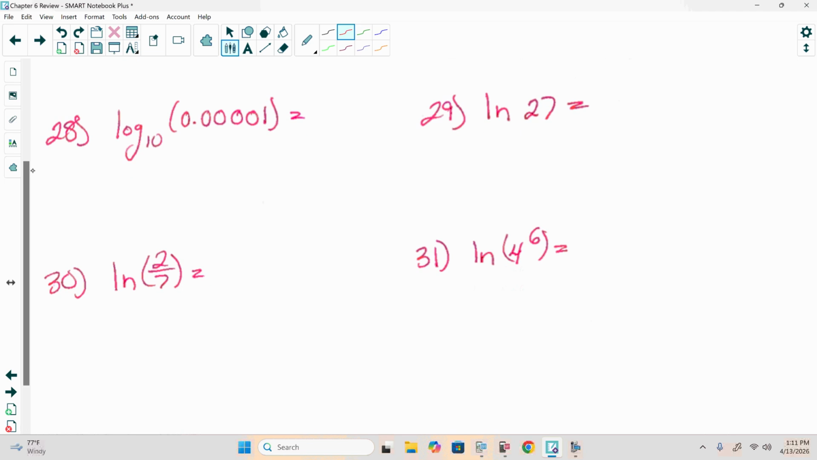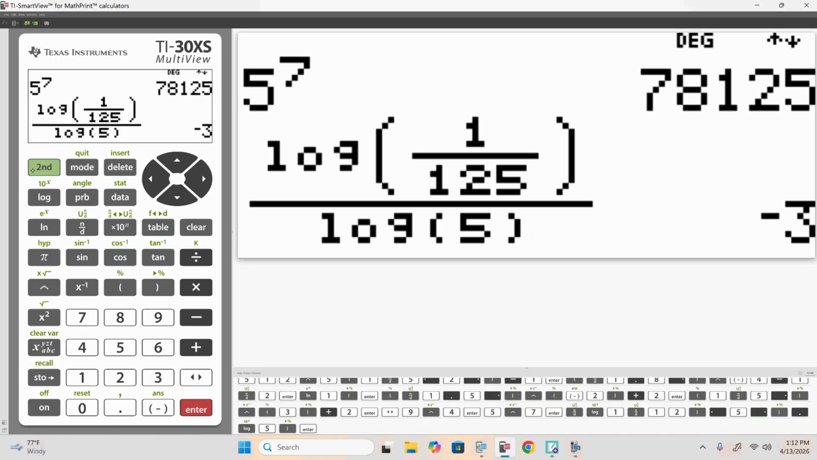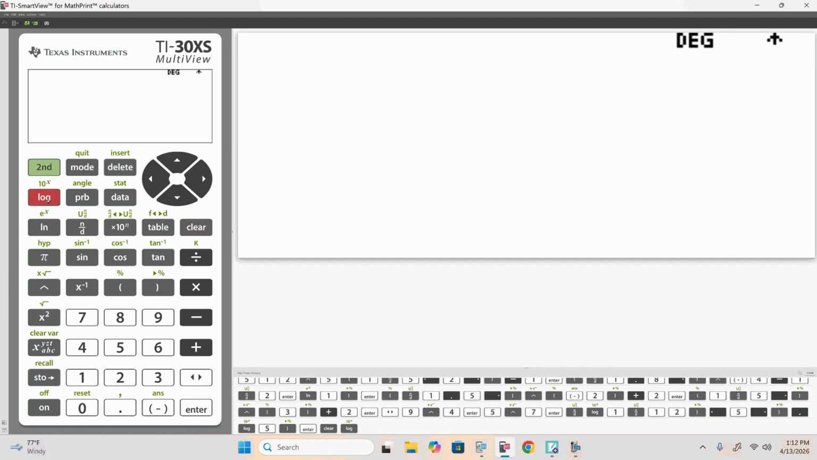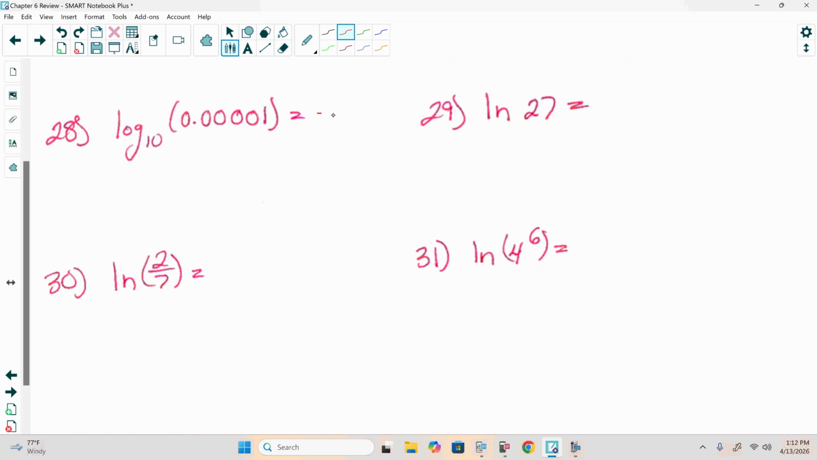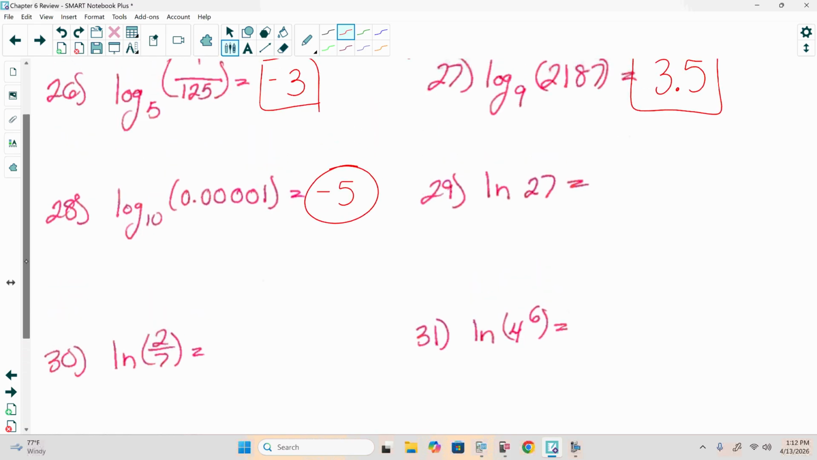28, log base 10 of 0.00001. Now, because the base is 10, it's understood to be our common logs. We can just use the LOG button. 1, 2, 3, 4, 1. And it tells us it is negative. Questions on 26, 27, or 28? We're ready for 29 through 31.